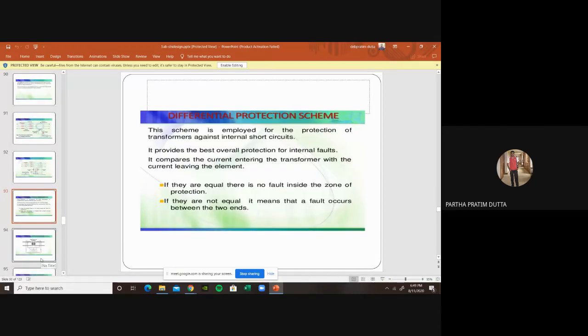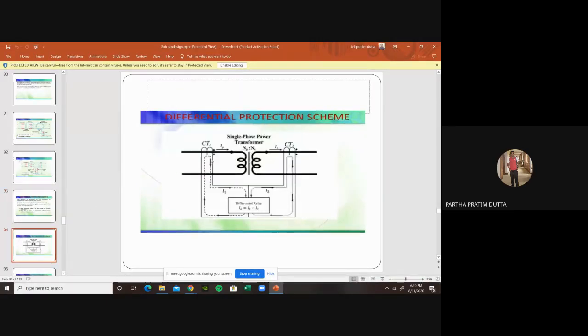This is the differential protection scheme. This is basically for 10 MVA transformers. This is the differential protection. This is the primary side, this is the secondary circuit. When the current flows to the primary circuit, the CT current is I1, and when current flows to the secondary circuit, the current flowing to the CT is I2, and it goes through the differential relay, and they nullify each other.